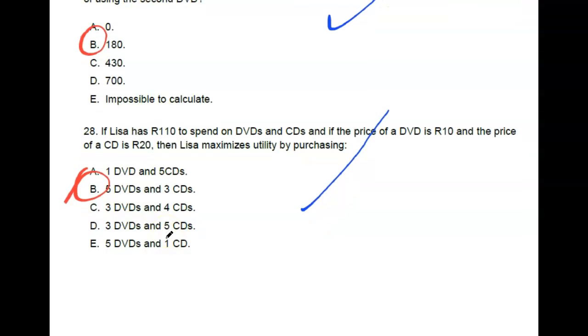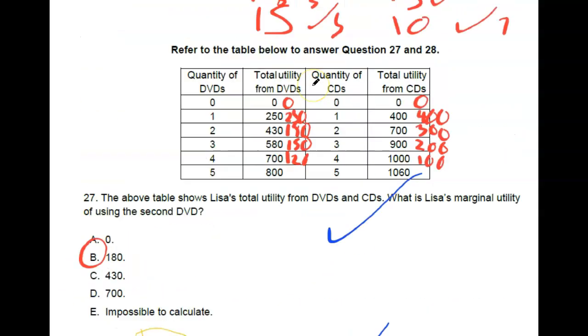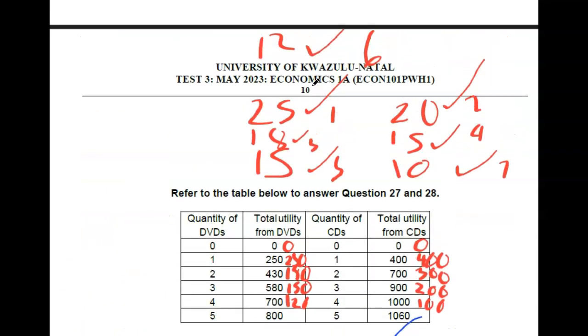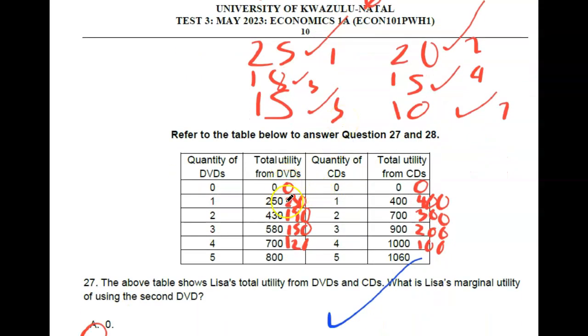Okay, so you have 110 rand to spend, right? The price of DVDs is 10 rand, price of CDs is 20 rand. Keep in mind you have 110 rand to spend. So I did the working over here, right? You look only at the marginal utility per price. Yeah, marginal utility per price.